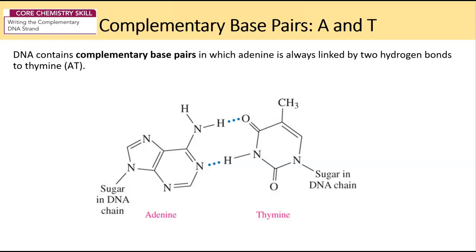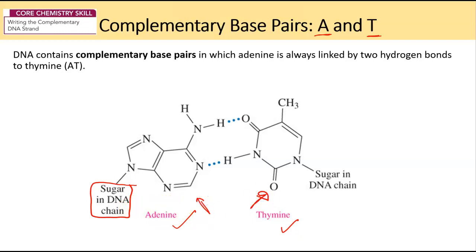Now, what does complementary base pairing mean? As I mentioned, adenine always pairs with thymine, so we call adenine and thymine a complementary base pair. This is the adenine base and this is the thymine base in the DNA molecules. Now, we know that the base is attached to this sugar in the DNA chain, right? And this comes from one nucleotide, and this comes from another nucleotide.